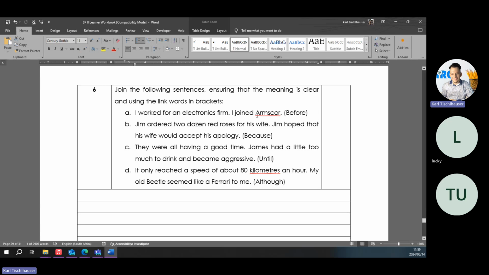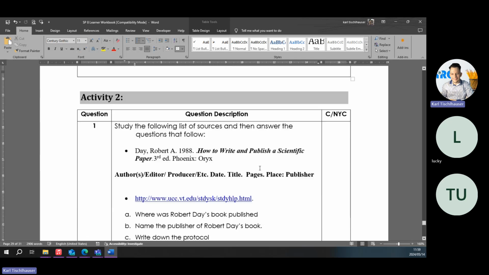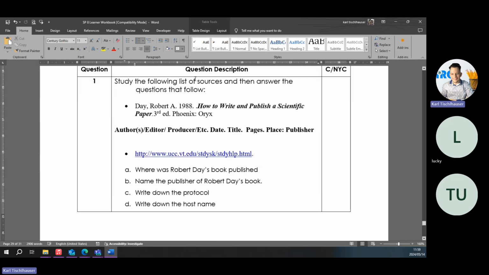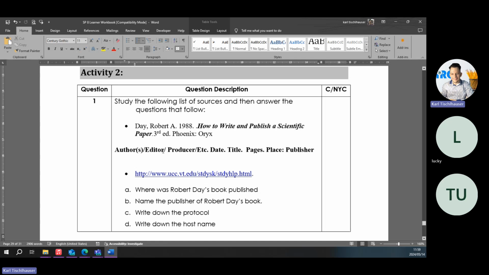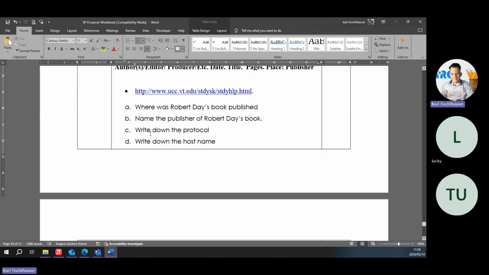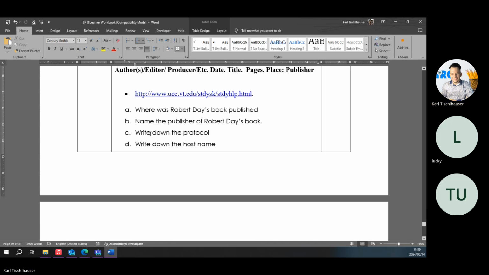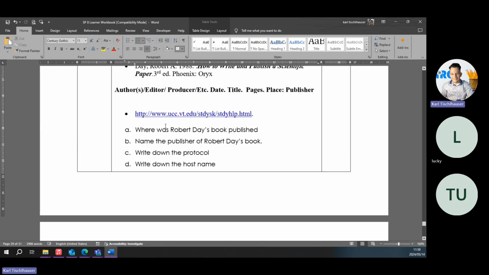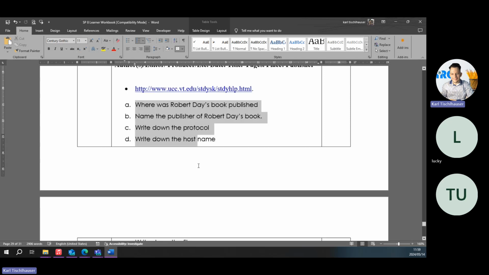Okay. Then it says join the following sentences. So you must join the sentences using the words. So before, this is very much like a grade 7 kind of task. It's not too high level. I'm sure you guys will manage. Okay. Then it says study the following list of sources and answer the questions that follow. Let me see. So, yeah, they've given us a source here. And then they ask, what are they doing here? Okay. Oh, so then they ask you these 5 questions.